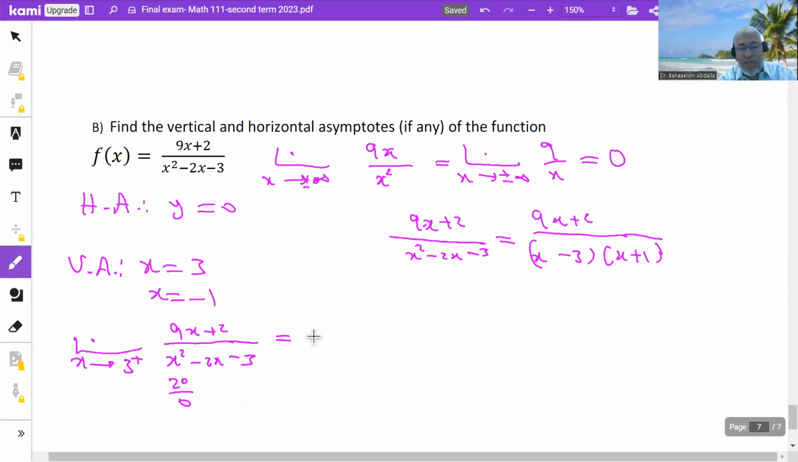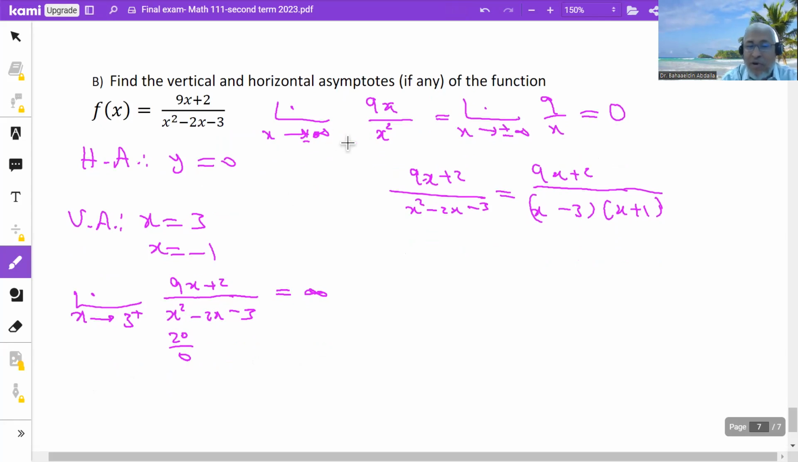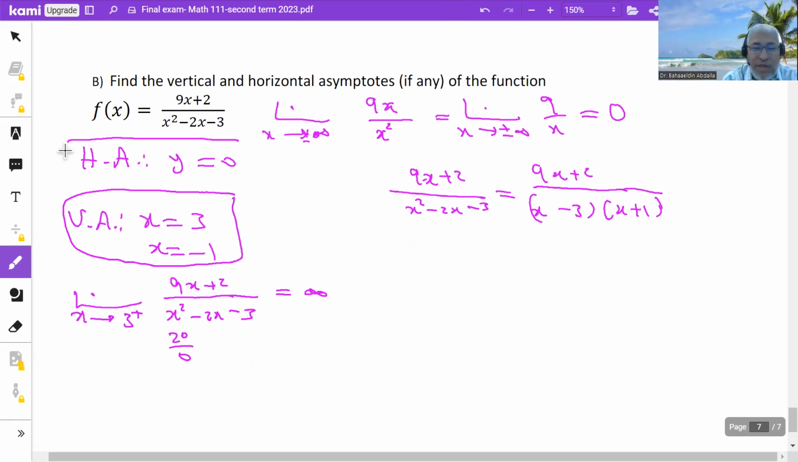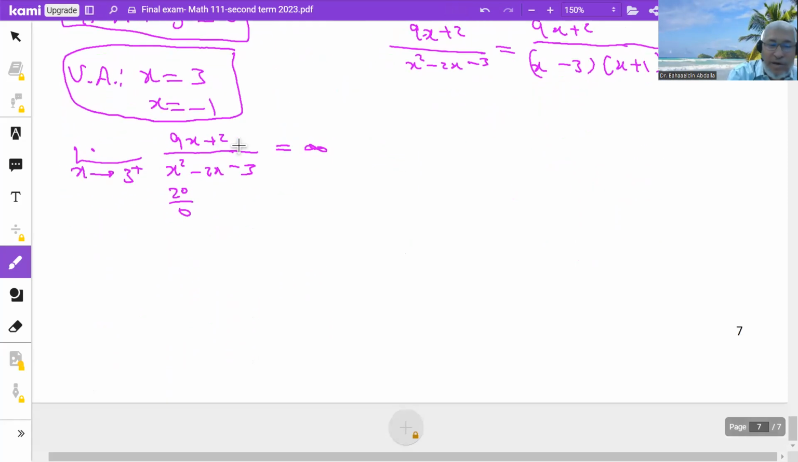To find out whether it's positive or negative infinity, you replace x by 3.1, for example. So 3.1 squared minus 2 times 3.1 minus 3 will give you a positive sign, and the numerator is positive, so the limit would be infinity. This is just to check. You can find the limit when x approaches 3 from the left. It would also be positive or negative infinity, and the same for x equals negative 1. But for the question, it's enough to write this equation and this equation. That's enough to get the mark.